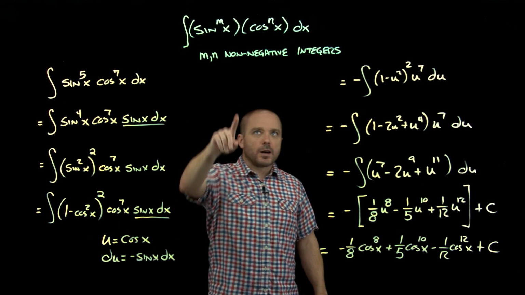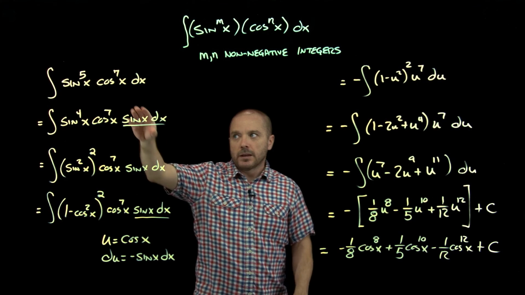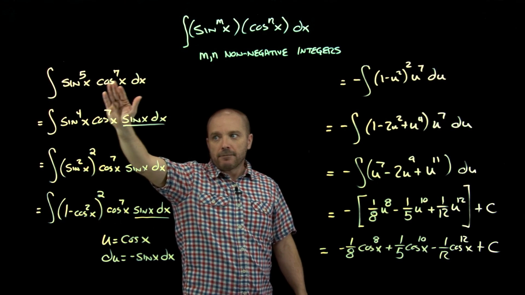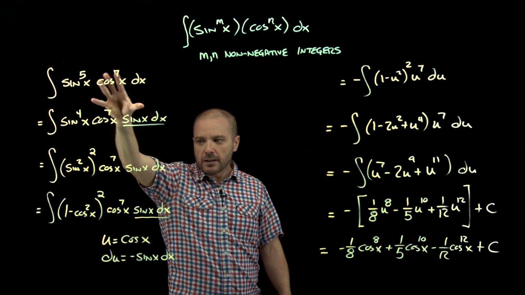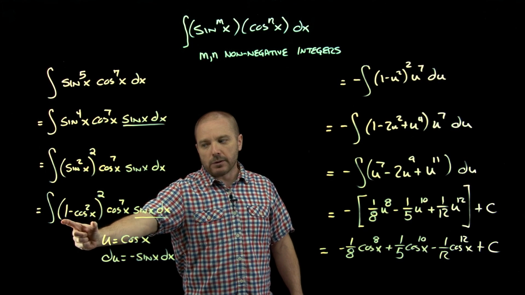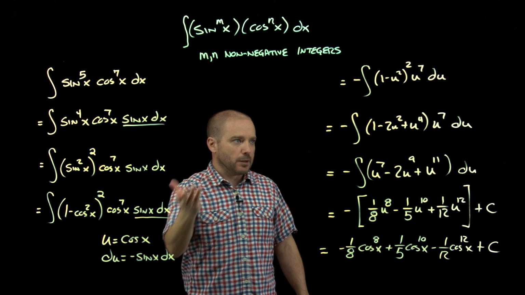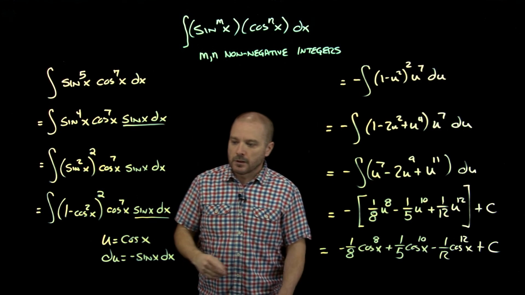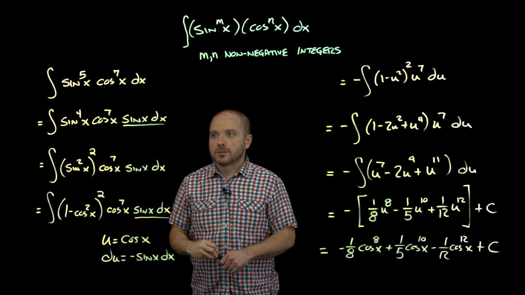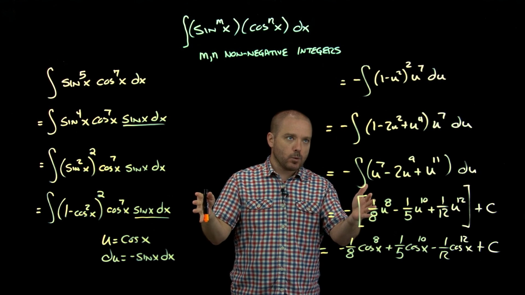So as long as one of those powers is odd, this technique will always work. You'll take this smaller odd, or if there's only one odd, then that one. Factor it off. Now, if it had been cosine, it would look very similar, except we'd still be using the same identity. We would just be using cosine squared is 1 minus sine squared. It'll look very similar, except with the u being sine in that case instead of cosine. So as long as one of those is odd, at least, this technique will work.